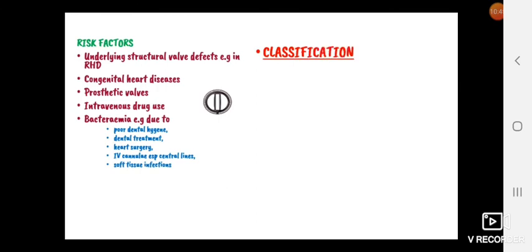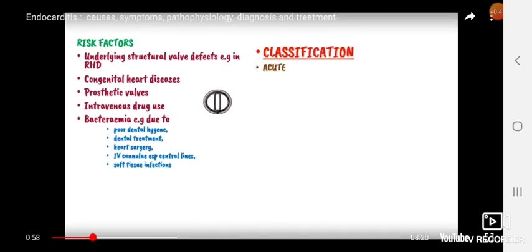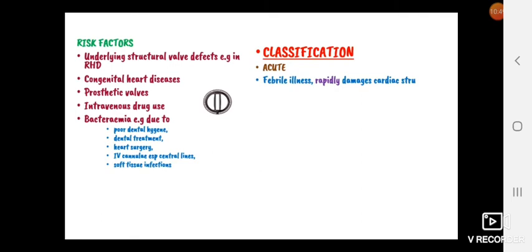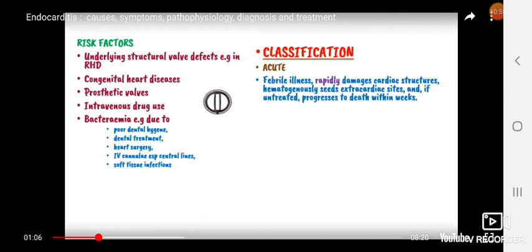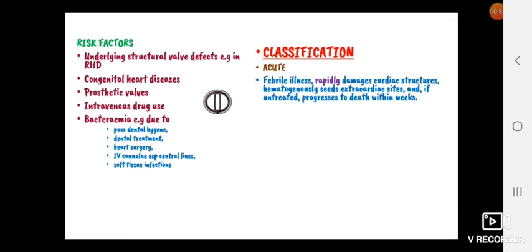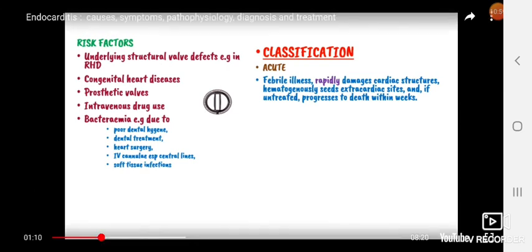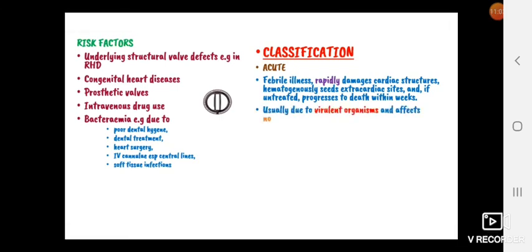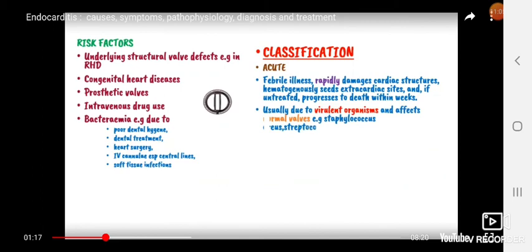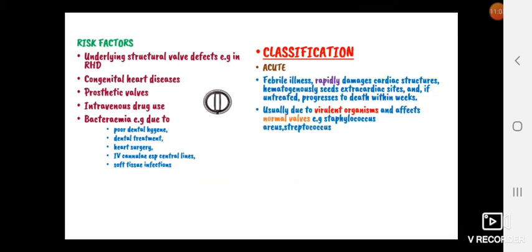This endocarditis can be classified into two, that is acute endocarditis and subacute. Acute endocarditis is a valvular illness which rapidly damages the cardiac structures, spreads hematogenously, seeding extracardiac sites, and if untreated, it progresses to death within weeks. It is usually due to virulent organisms, which affect the normal valves, such as Staphylococcus aureus and Streptococcus.